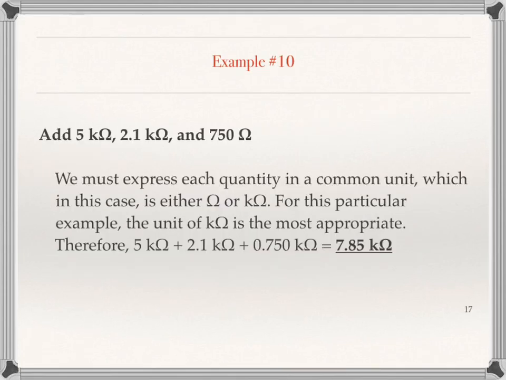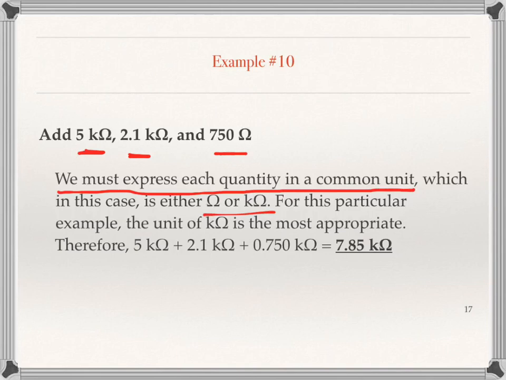And example 10, we have 3 quantities here. We have 5 k ohms, 2.1 k ohms, and 750 ohms. So just as a standard rule of thumb, express each quantity in a common unit, which in this case is either ohms or k ohms. So just to keep it consistent, if you're working a particular question and you have 3 resistances, you could put them all in k ohms, or you could put them all in ohms. Pretty clearly, the best choice would be to put it all in k ohms.